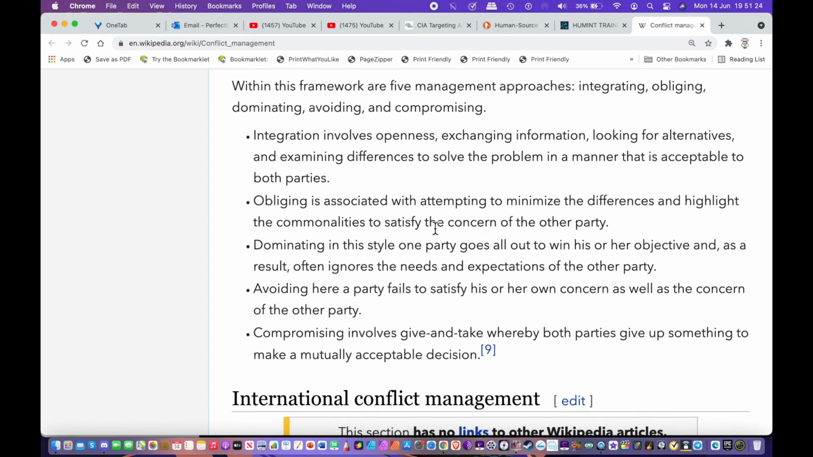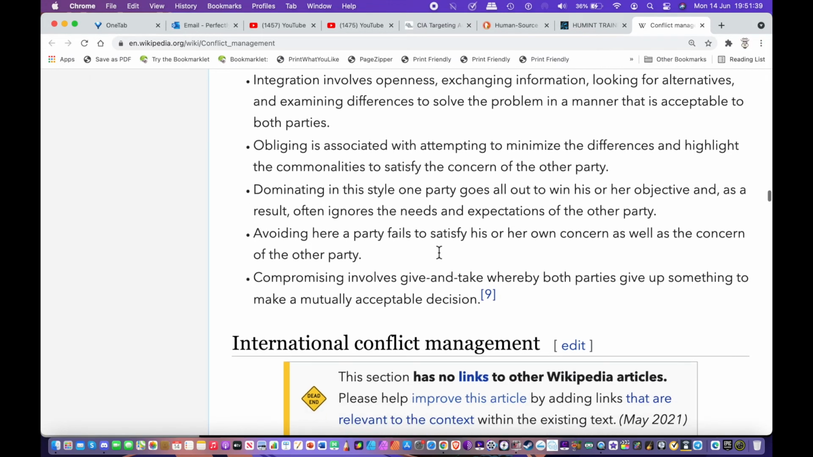Obliging is associated with attempting to minimize the differences and highlight the commonalities to satisfy the concern of the other party. Dominating. In this style, one party goes all out to win his or her objective, and as a result, often ignores the needs and expectations of the other party.